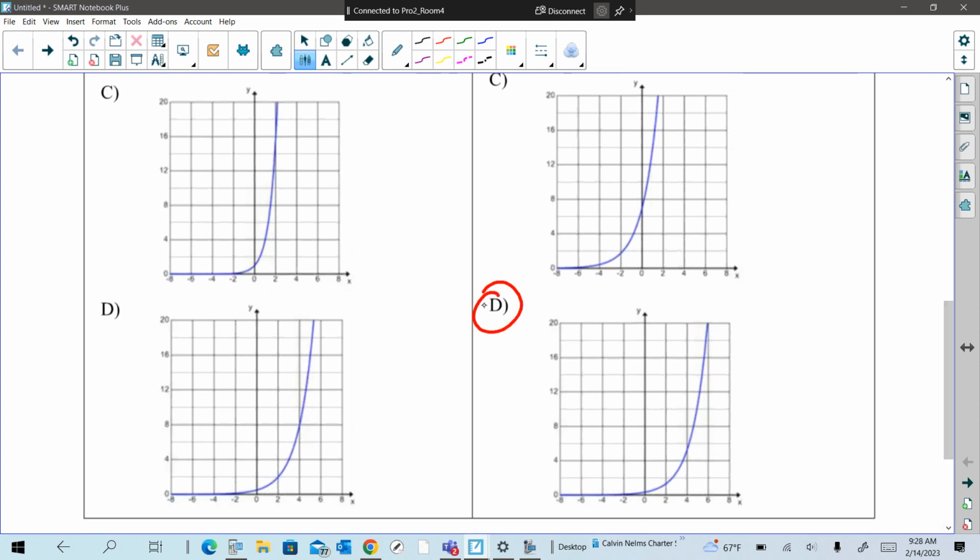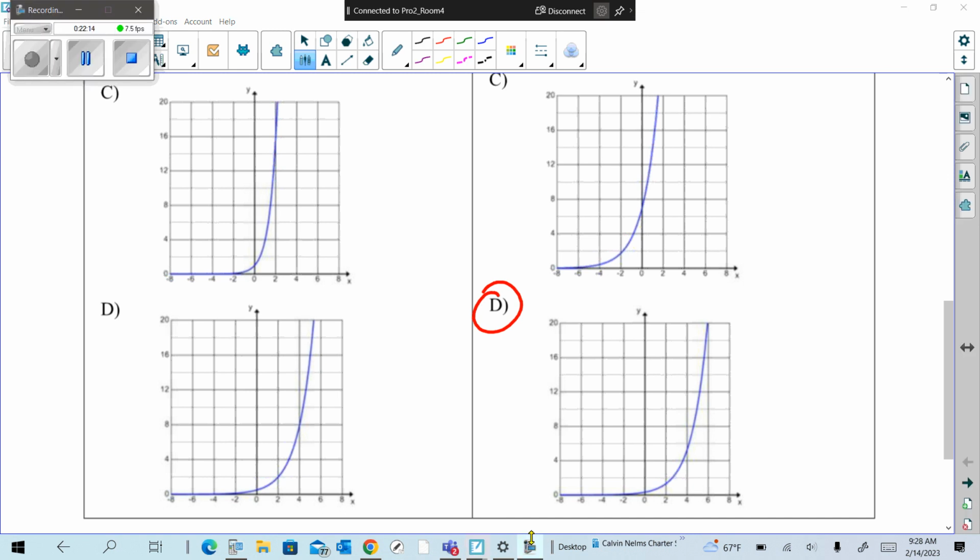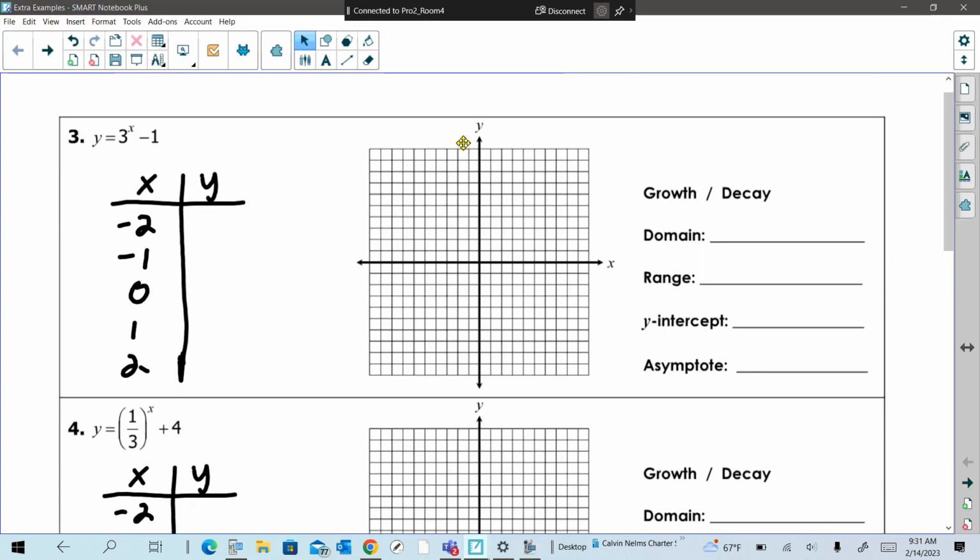So both of these need to go in your spiral. Put it in your spiral right now. This is going to go after our foldable. This will go with what we just went over.